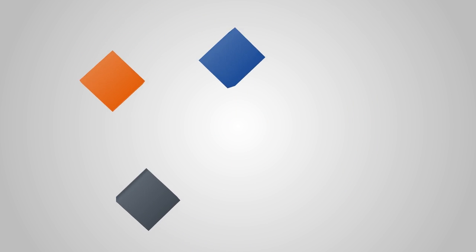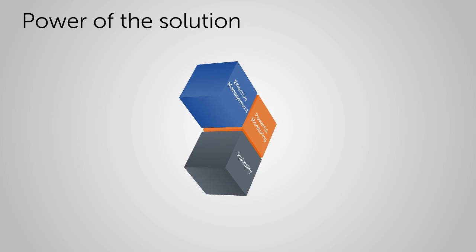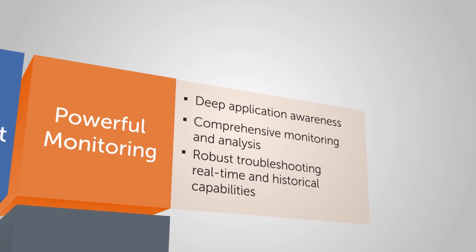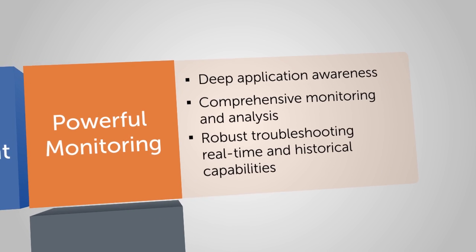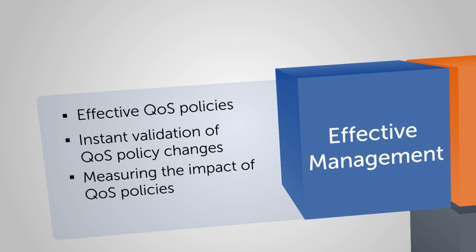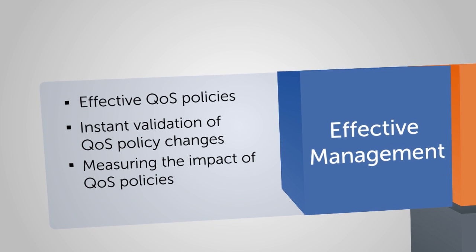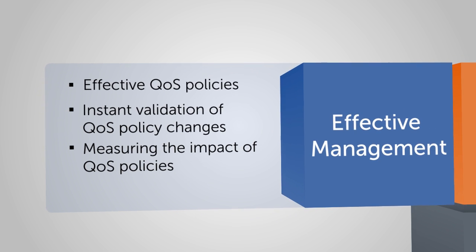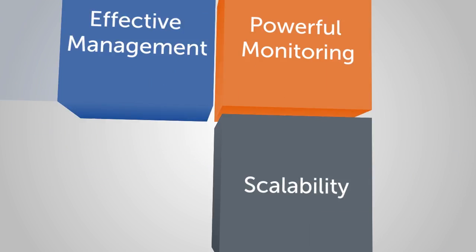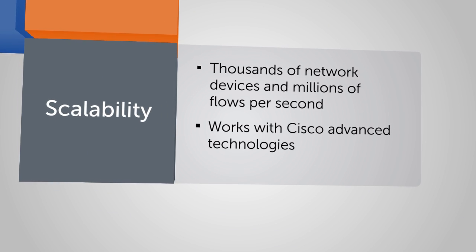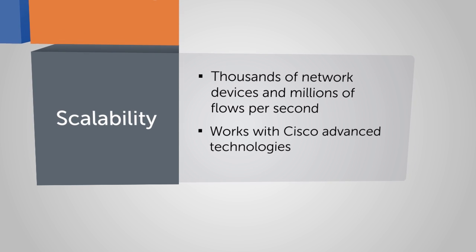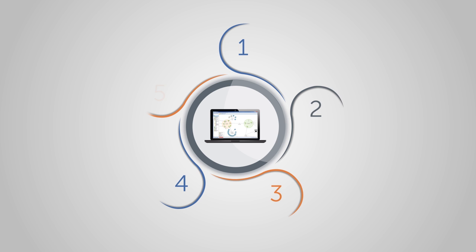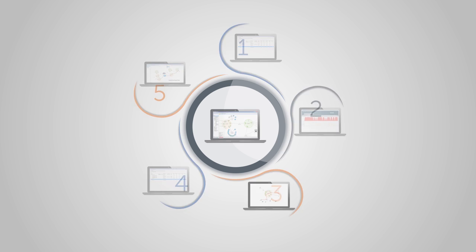The next consideration is the power of the solution. Starting with monitoring. It's all about deep traffic classification, comprehensive analysis, and robust troubleshooting. Next, effective management. Here, we're talking about powerful QoS policies that can be set up and validated quickly. Then comes scalability. Does the solution allow for the size of your network today? And what happens in 5 years? When looking for the best, most cost-effective solution, you'll want to consider 5 factors.